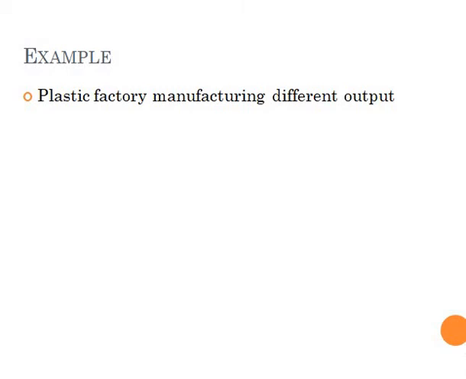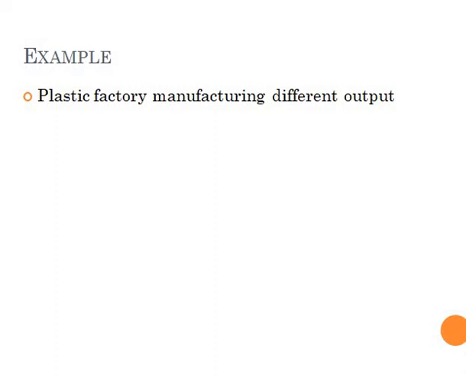So if I tell you, for example, we have a plastic factory manufacturing different types of products. We have plastic tables, plastic chairs, plastic containers of different sizes, and so on. And I need to calculate the exact cost of each product alone so that I will be able to give it a proper price. Now, I will have to look at the costs related to each product alone.